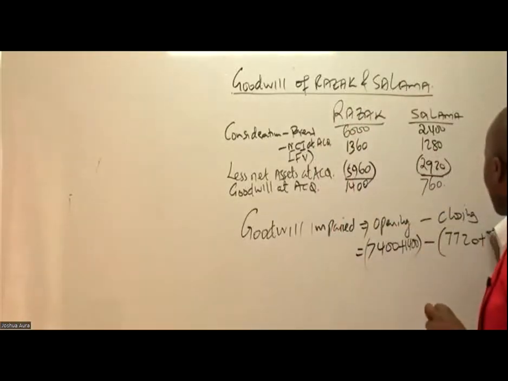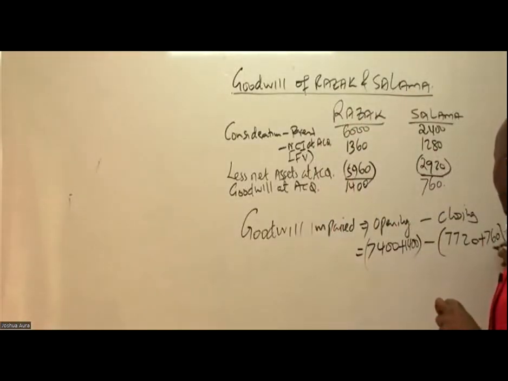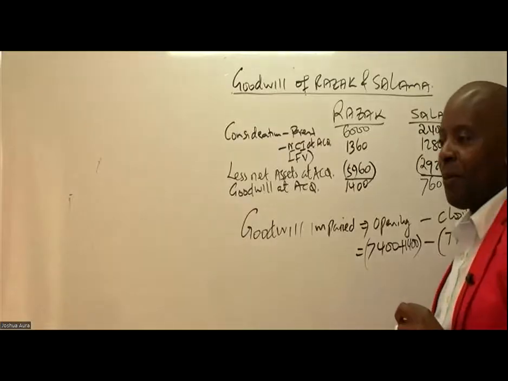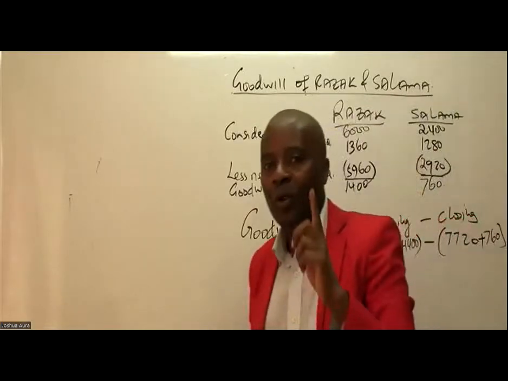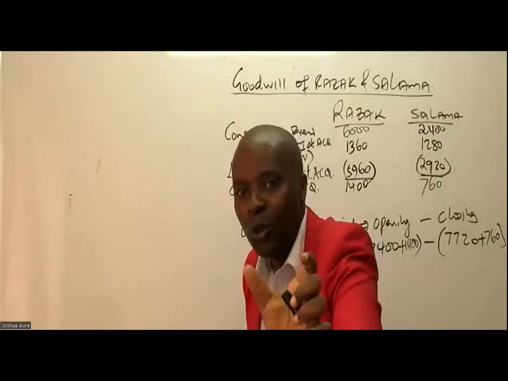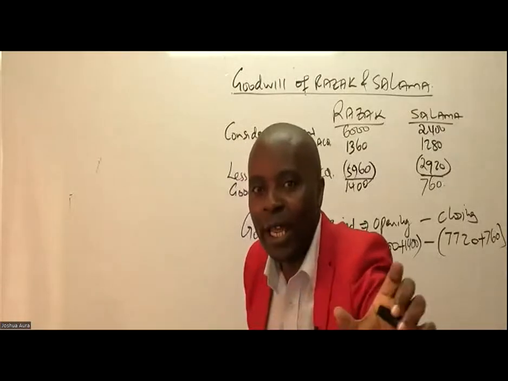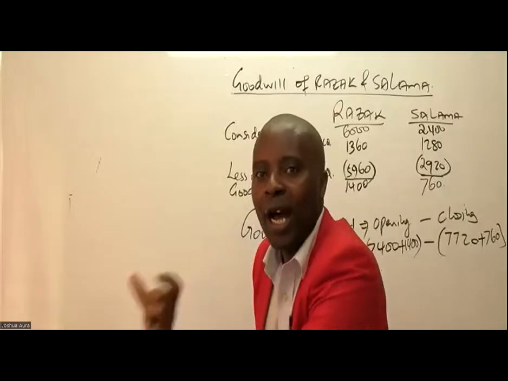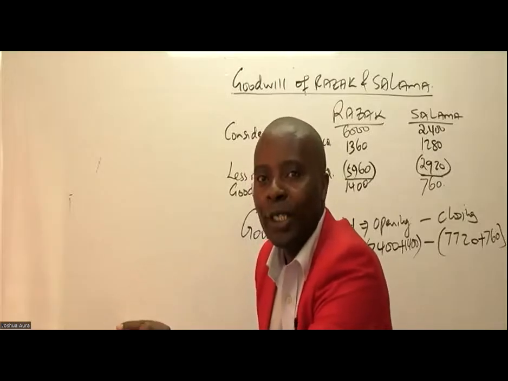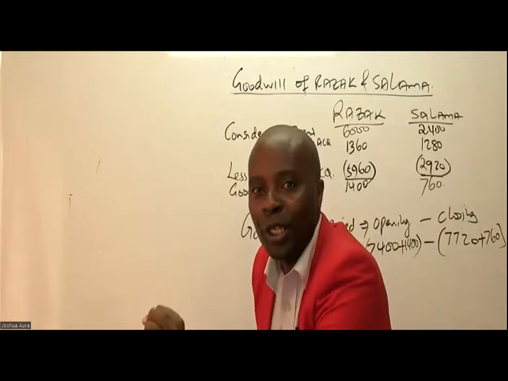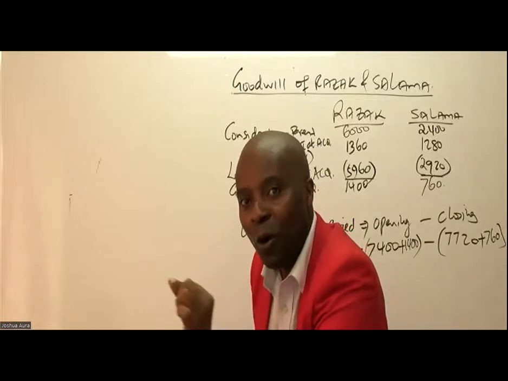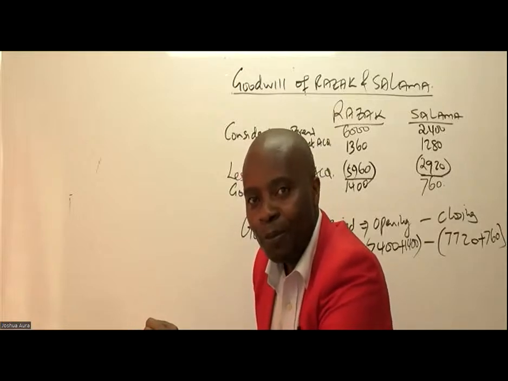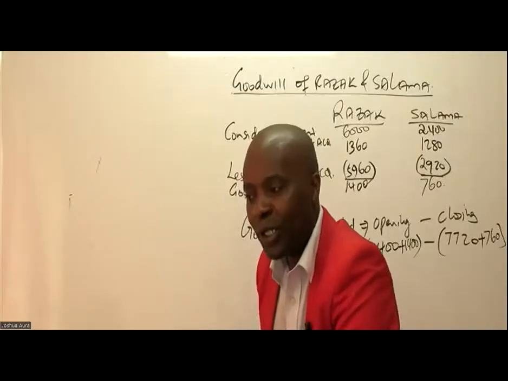So in this case here, plus 760. So what have we discovered there? You take the opening goodwill and add any acquired goodwill, minus the closing goodwill, and you add any goodwill that is associated with a subsidiary which was disposed.